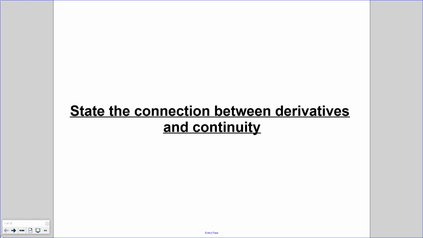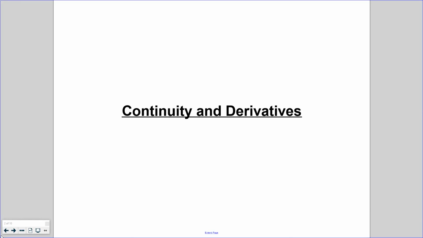State the connection between derivatives and continuity. So first off, we're going to talk about the relationship between continuity and derivatives.